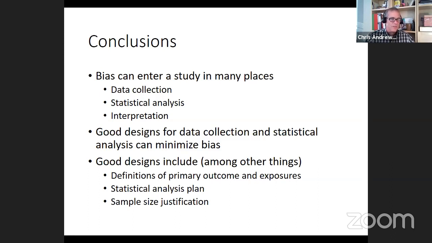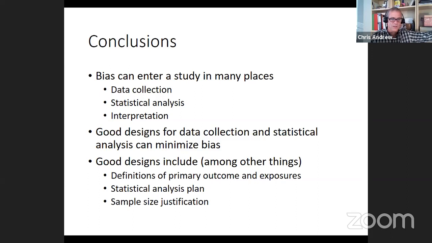One bias that often creeps into studies is people dropping out of a study. Well, if you've designed your data collection so it's easy to follow up with people and there's very little dropout, then you don't need to worry about that type of bias. That's part of the good design of the data collection and statistical analysis that can minimize bias.